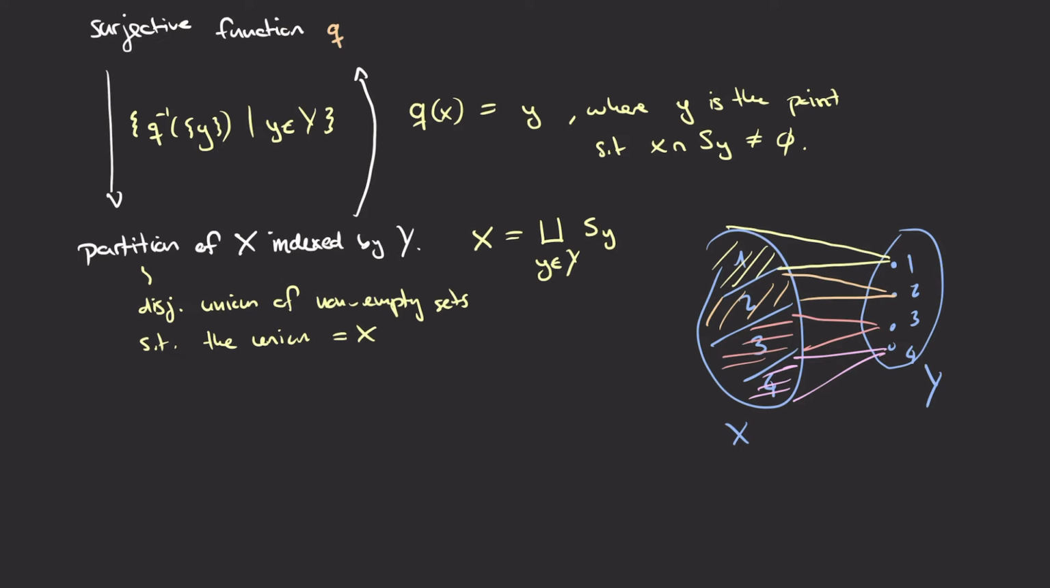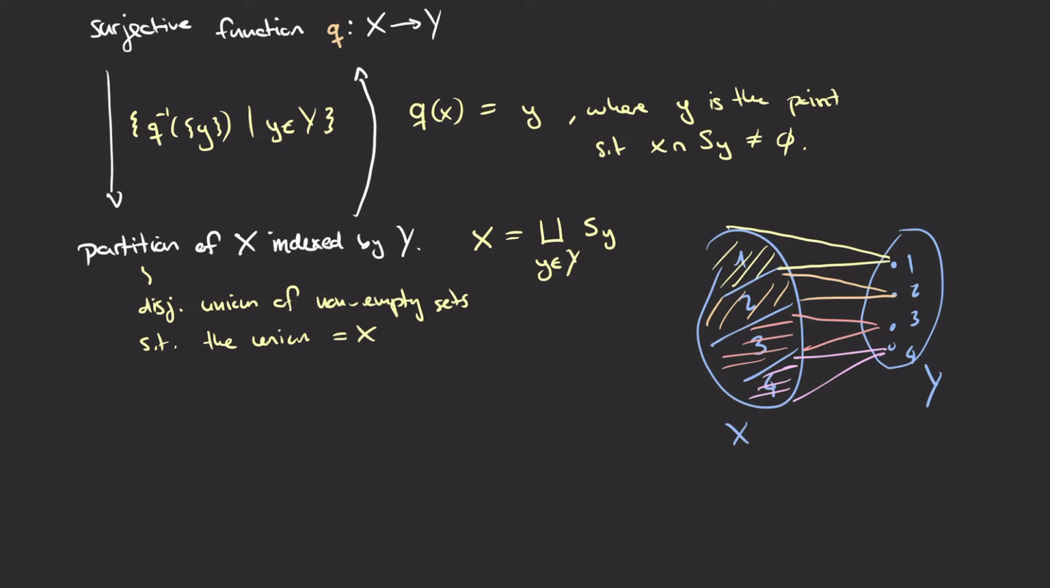In summary, if we have some surjective function Q going from a set X to Y, then this corresponds to a partition of X that is indexed by points in Y by considering the fibers over each point in Y. And conversely, given some partition of X indexed by Y, we can construct a surjective function from X to Y. Now, it's easy to see that these two processes are inverse to one another.